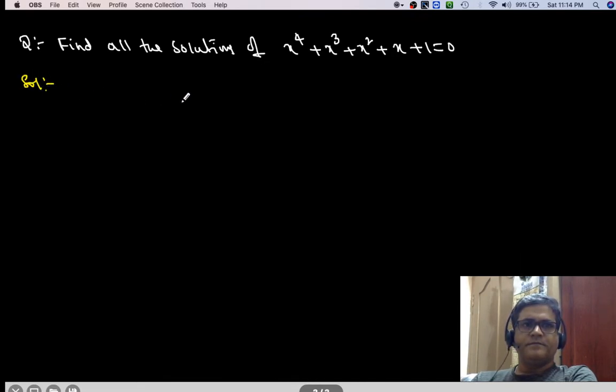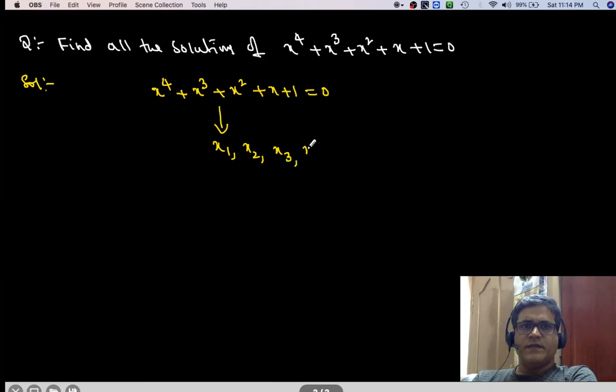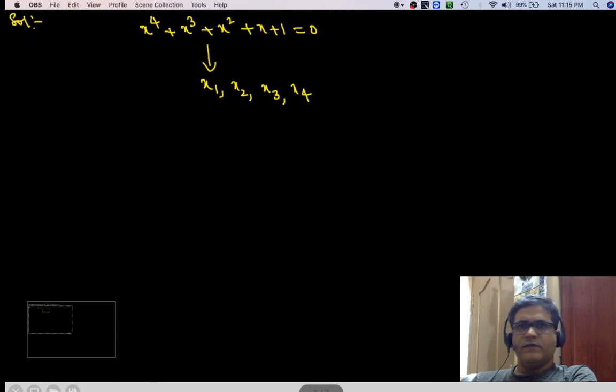Solution: The given equation is a fourth degree equation, that is a biquadratic equation, x power 4 plus x cube plus x square plus x plus 1 is equal to 0. So find all the solutions. Let the solutions be x1, x2, x3, x4. Let these be the 4 solutions of this given fourth degree equation.